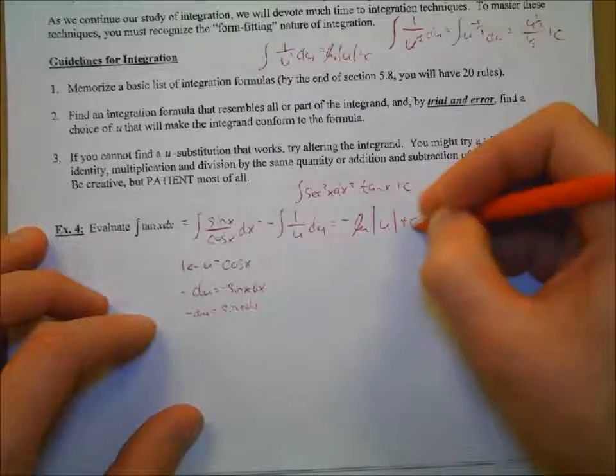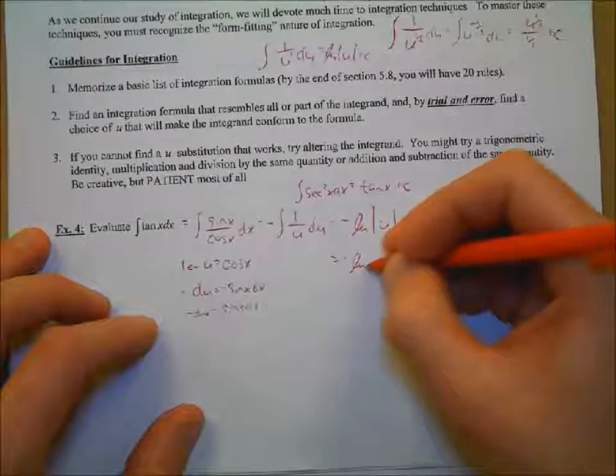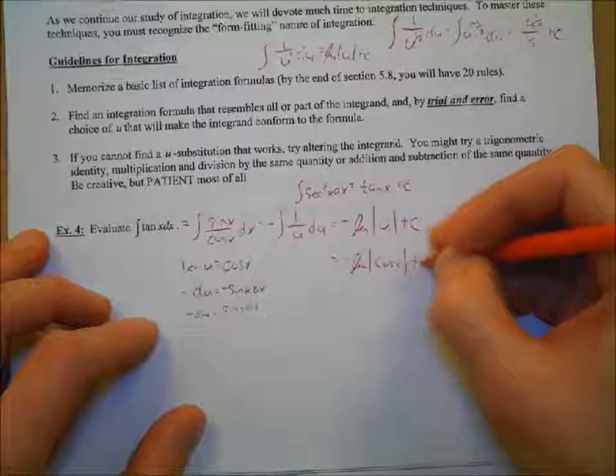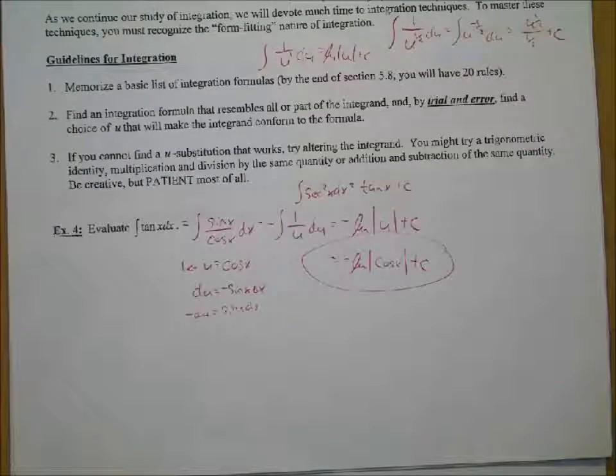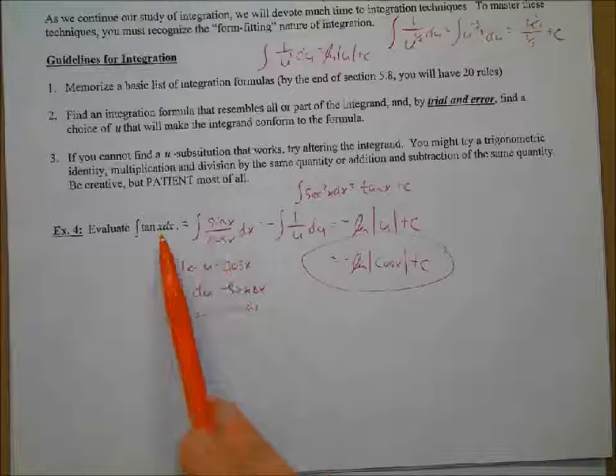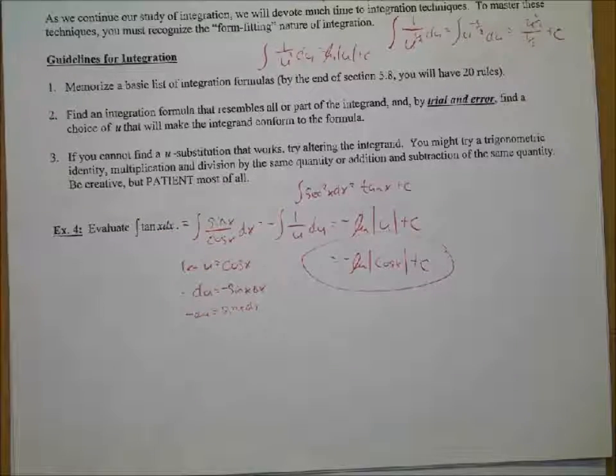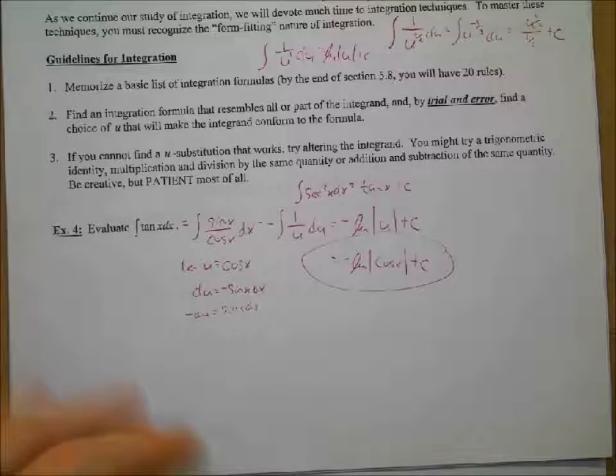Natural log of the absolute value of u plus c. So therefore, natural log of the absolute value of cosine of x plus c. I like this. This is nice. Okay? This is a lot better. So you can see how we derive the integral of tangent, or how we come up with it. If you have trouble memorizing it, if you can remember how we get the integral of tangent, then you can do that quick work on your tests. If you happen to forget what the integral of tangent actually is, you can figure it out, okay?